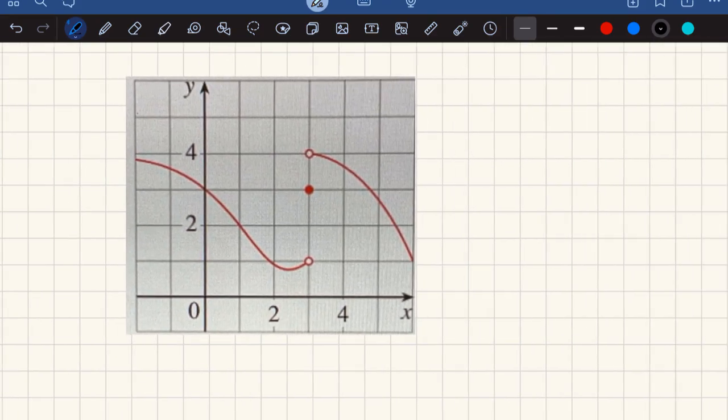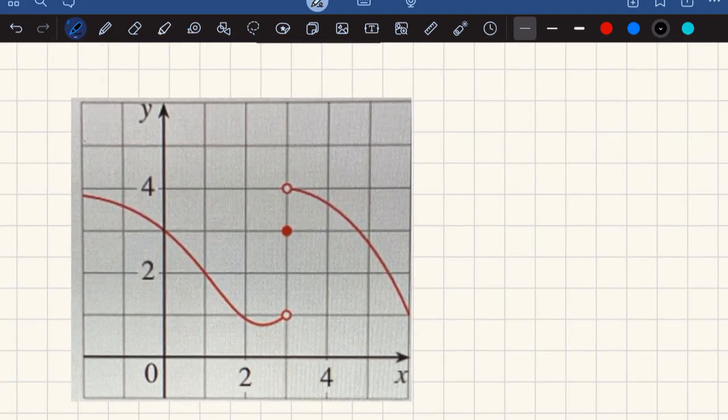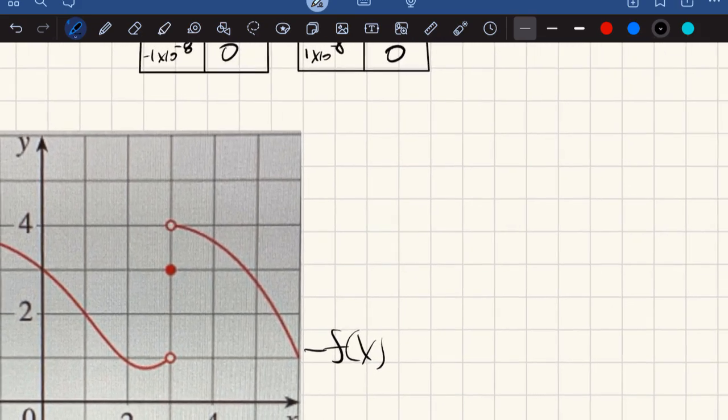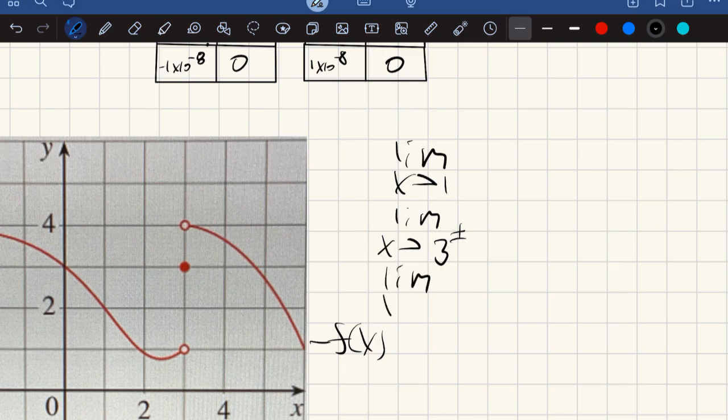Now let's do my favorites again, the graph limits. So in this problem, this is our function f of x, and we're trying to find the limit as x approaches 1, the limit as x approaches 3 from the left and right, the limit as x approaches 3, and then f of 3.